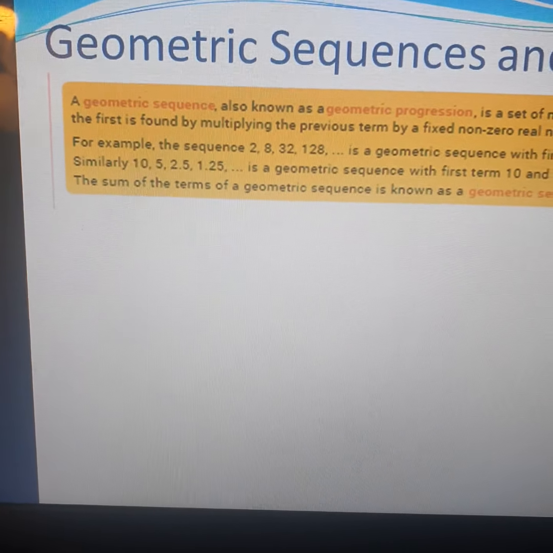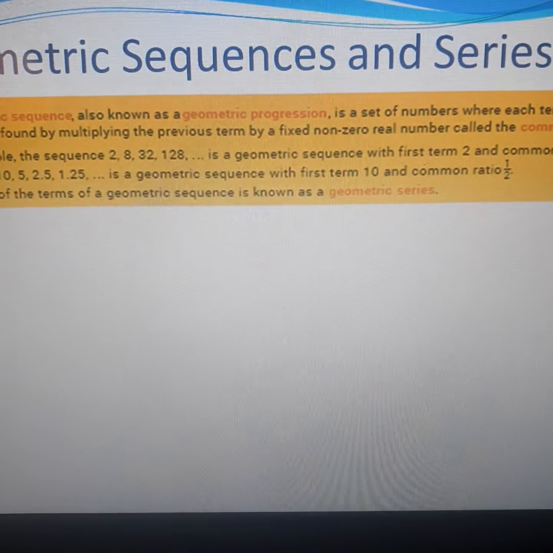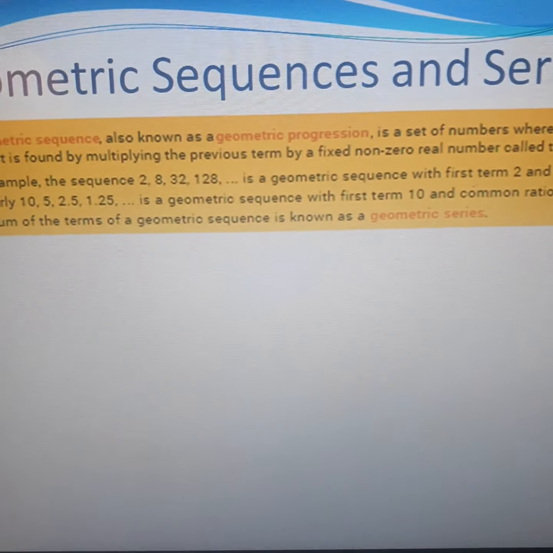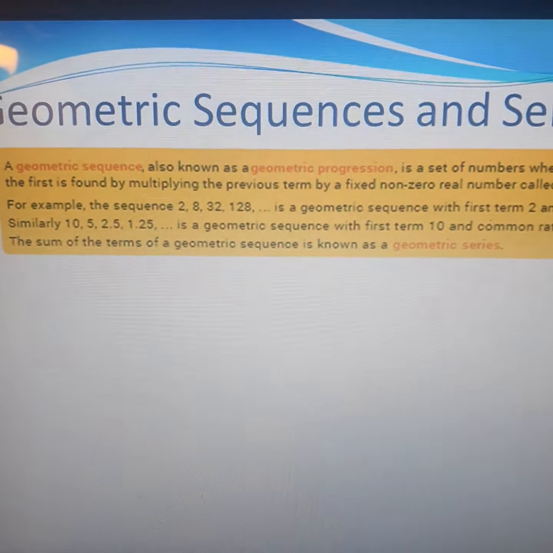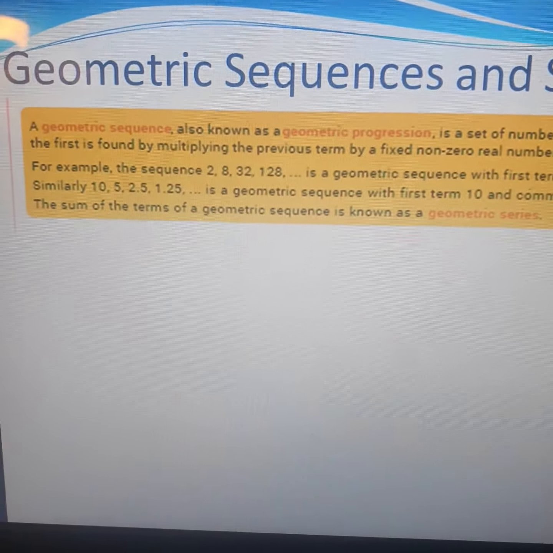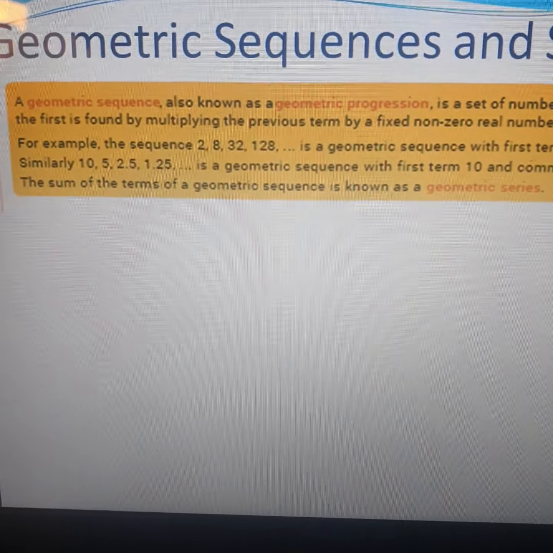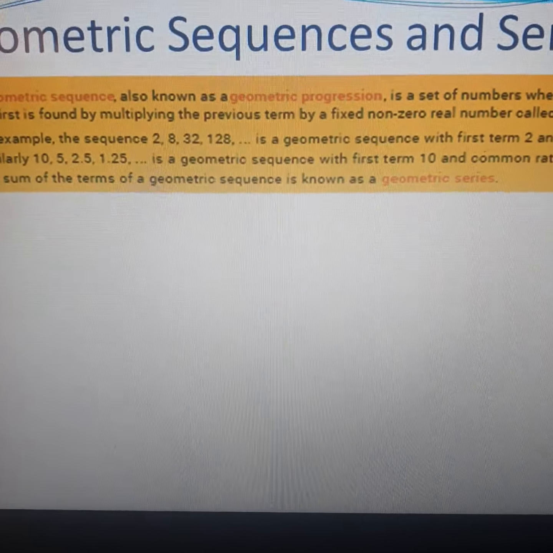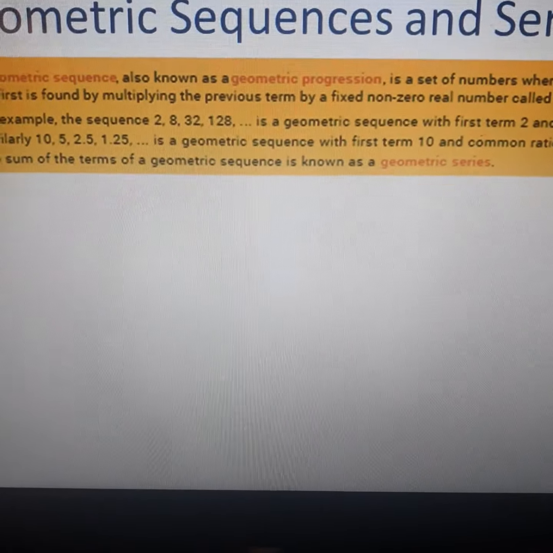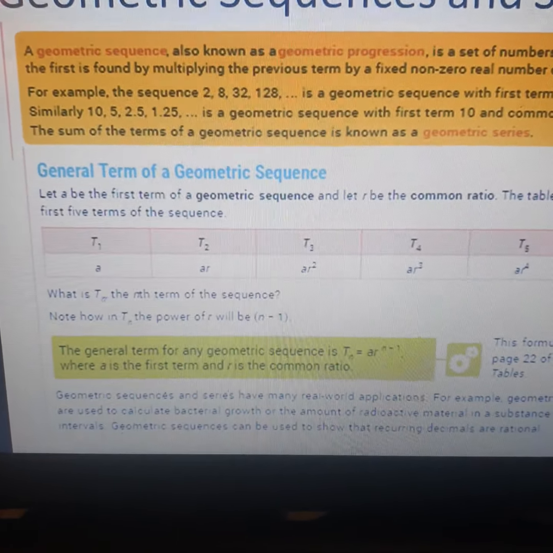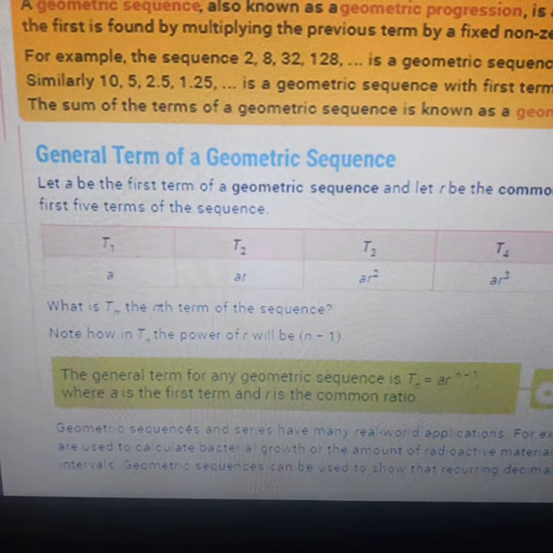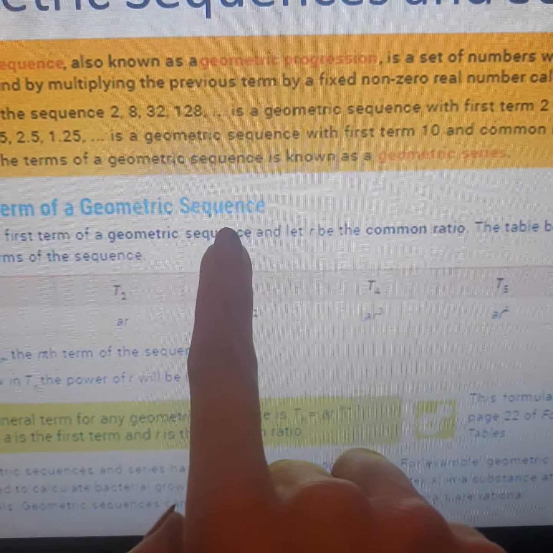The sum of the terms of a geometric sequence is also known as a geometric series. The sequence is where you've just got the terms laid out one after the other, whereas a geometric series is where we're adding all of them together. Okay, sorry. So as I was discussing today, the general term of a geometric sequence.